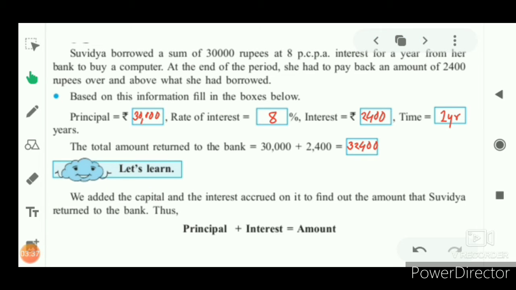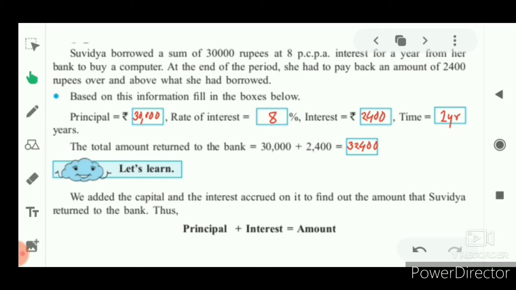Now let's see one problem on interest. Sita borrowed a sum of 30,000 rupees at 8% per annum. This p.a. means per annum, interest for a year, from a bank to buy a computer. Sita borrowed 30,000 rupees from the bank at an interest rate of 8% per annum. Per annum means per year, 8%. At the end of the period, meaning after 1 year, she had to pay back an amount of 2,400 rupees over and above what she had borrowed.